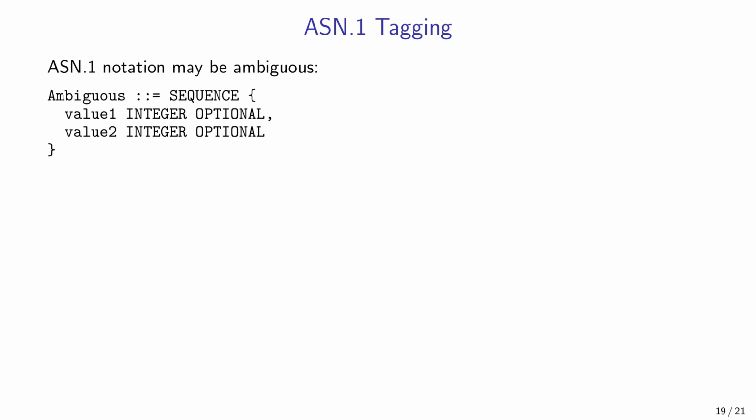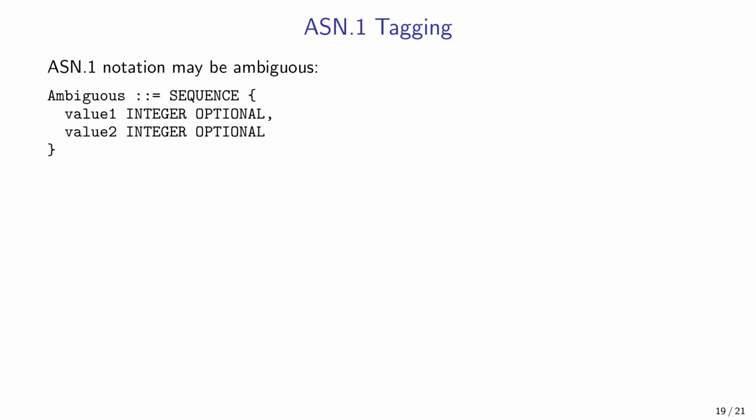The last ASN1 topic for this lecture is tagging, and here is why it is used. In some cases, ASN1 notation may be ambiguous. Here is an example of such an ambiguous ASN1 structure. So here we have a sequence which can contain 2 integer values, value 1 and value 2, and both of them are optional.